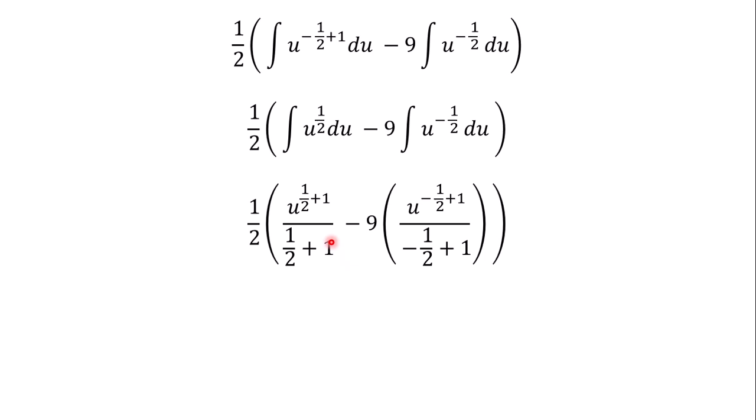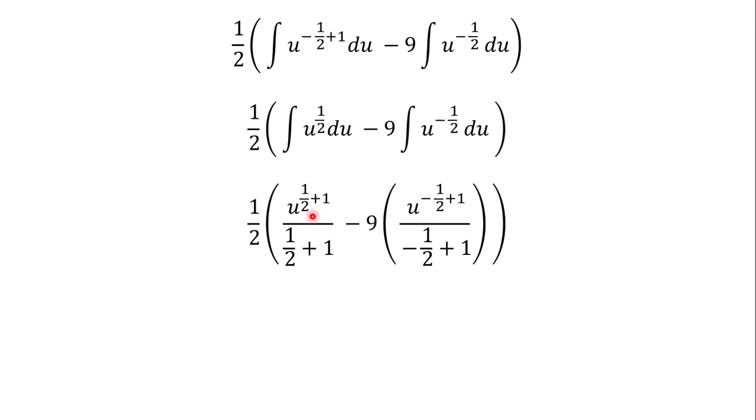I didn't omit this side because I said I want to show you everything, including the cancellations that are involved. So here, as I said, we are just going to add 1 to the power here, so that is half plus 1 here, and we divide the whole of this one by half plus 1. When you come here, the same thing applies. So that is going to be minus half plus 1 divided by minus half plus 1.